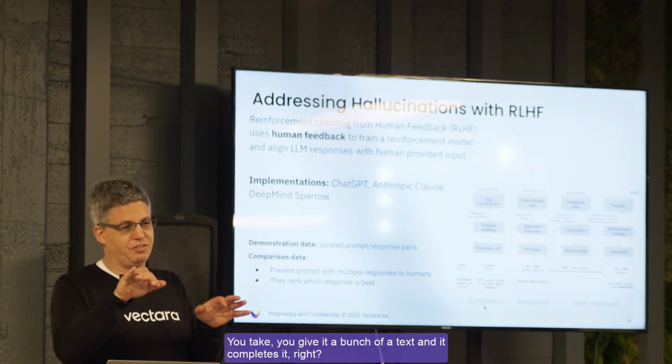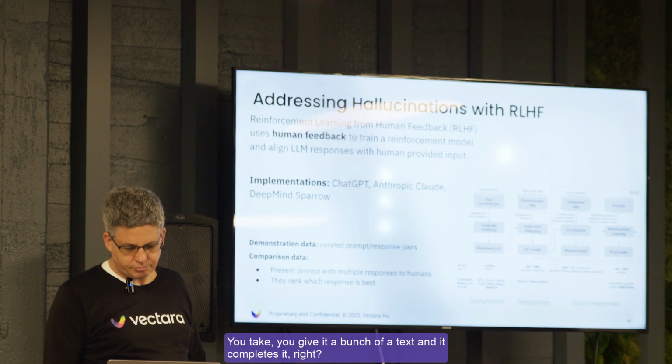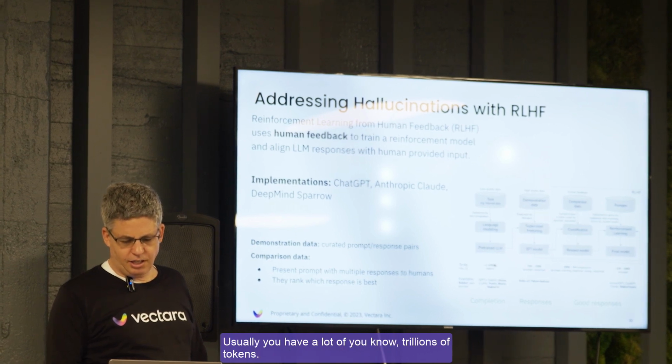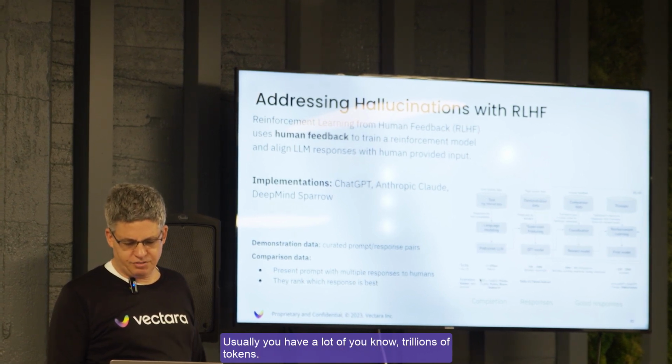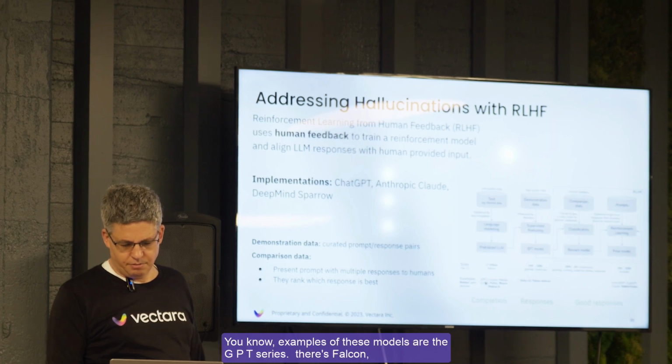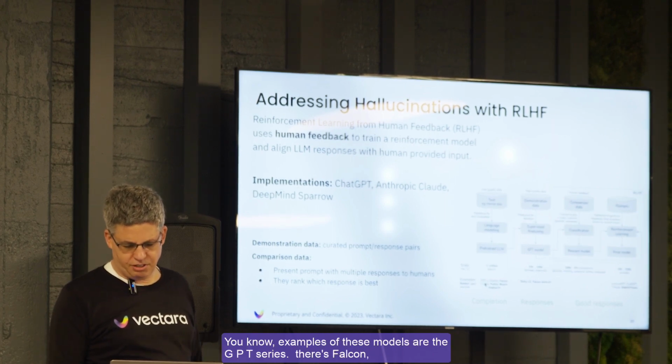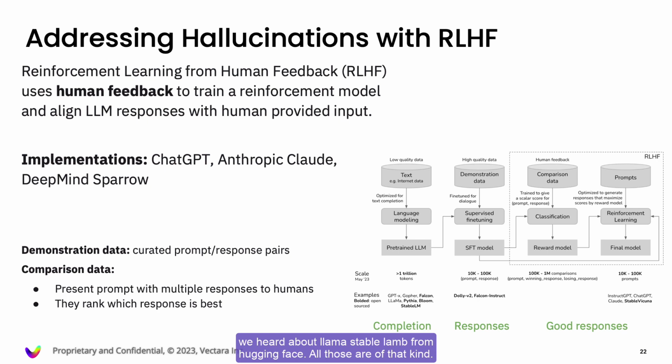You give it a bunch of text and it completes it, right? Usually you have trillions of tokens. Examples of these models are the GPT series, there's Falcon, we heard about Llama, Stable LLM from Hugging Face, all those are that kind. That's not ChatGPT, right? They're not very good at chat and answering a question. They're just completing the sentence, right?